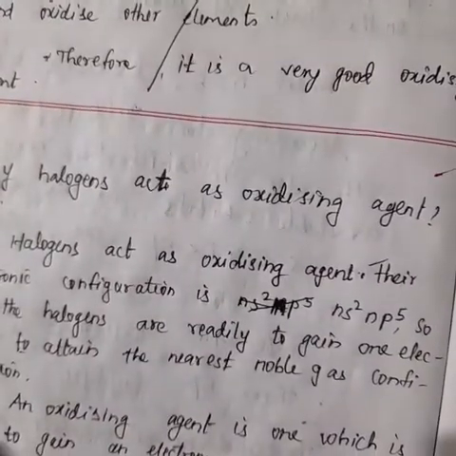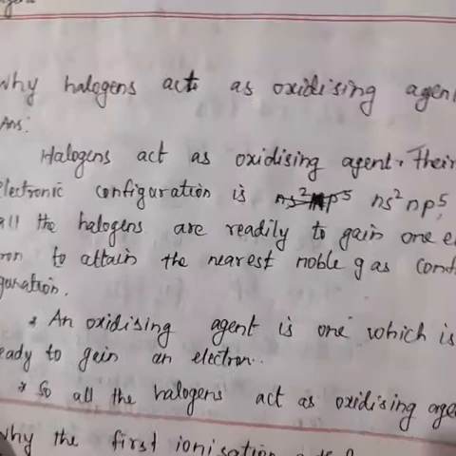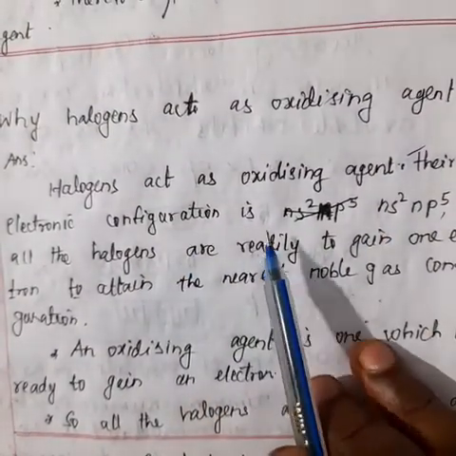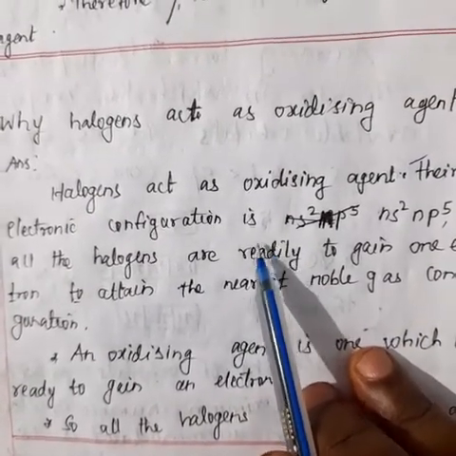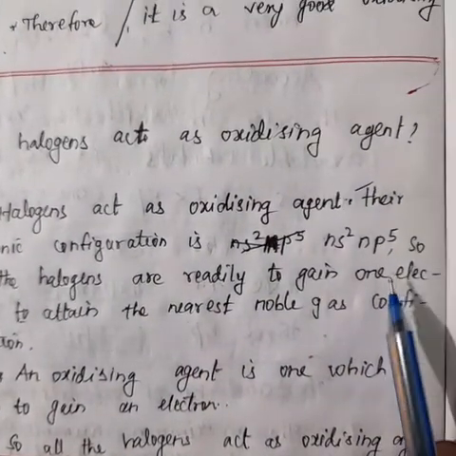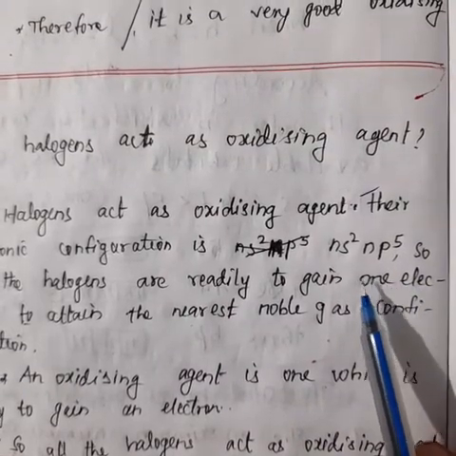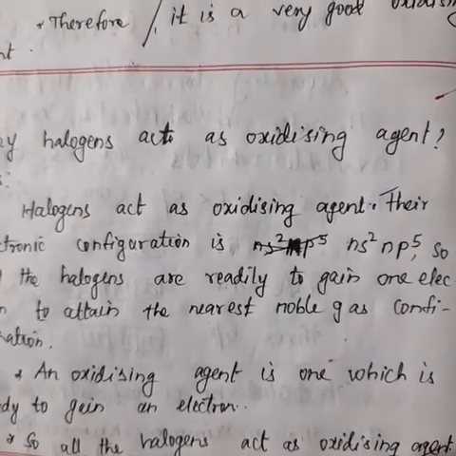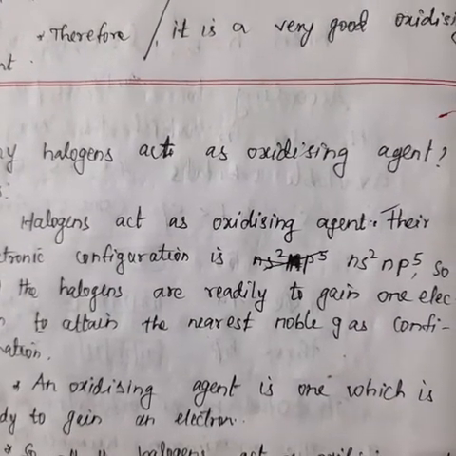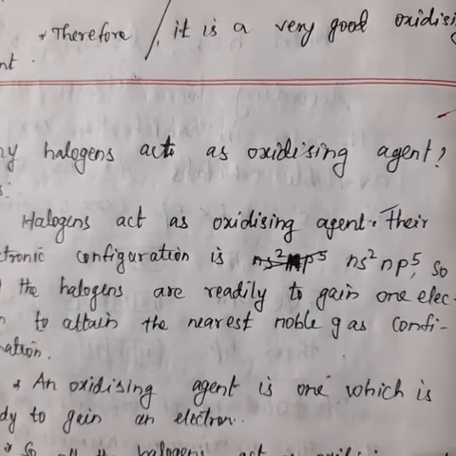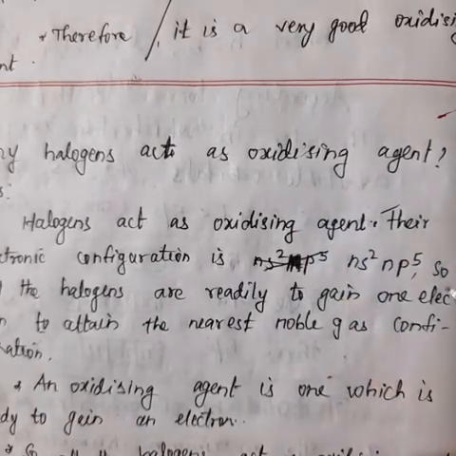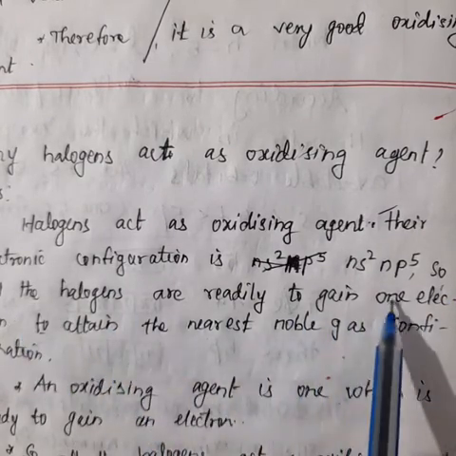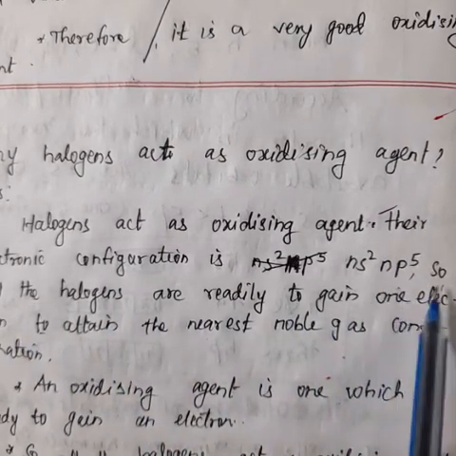Answer: halogens act as oxidizing agents. Their electronic configuration is ns2 np5. You know, halogens are fluorine, chlorine, bromine, iodine. These are all halogens. So each halogen has the electronic configuration ns2 np5. So ns2 np5 means this is the outermost electronic configuration.